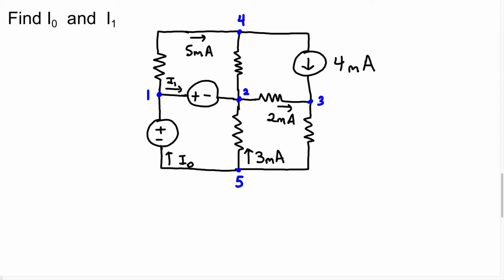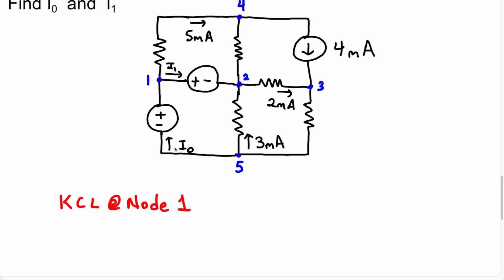Now they want us to find I0 and I1. So let's try to find I0, right? When we try to find I0, there are a few ways we can go about this. We can take the KCL at node 1. We know the current entering is equal to the current leaving. The current entering this node is just I sub 0. So we can write I0 is entering the node, and the current leaving the node is I1 plus 5 milliamps. So we're going to write this as I1 plus 5 times 10 to the minus 3.